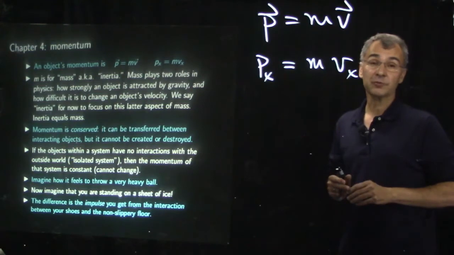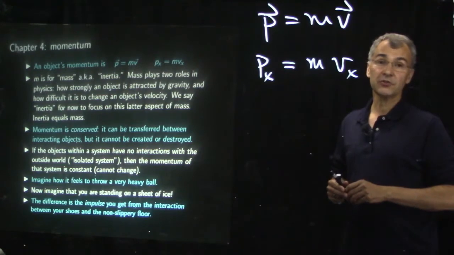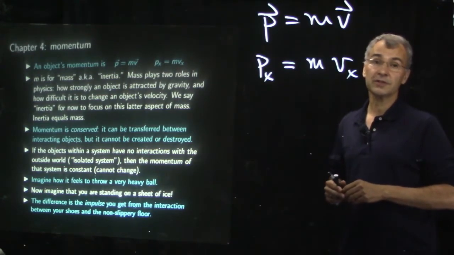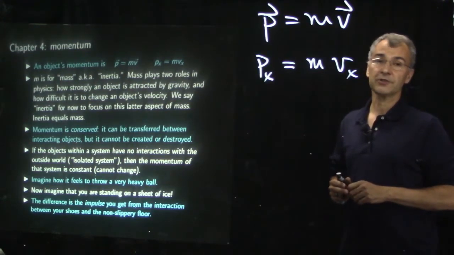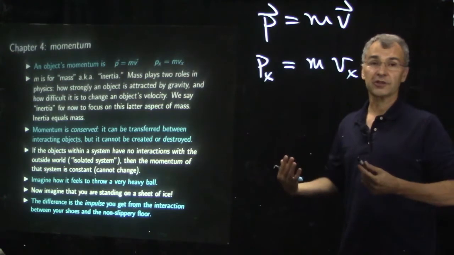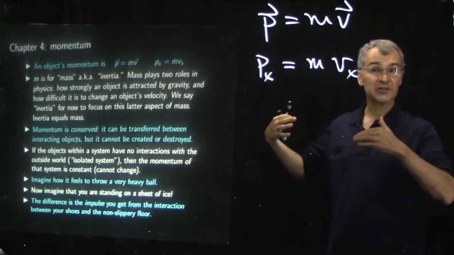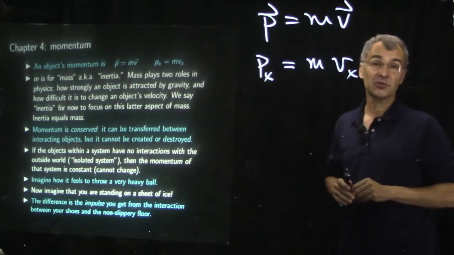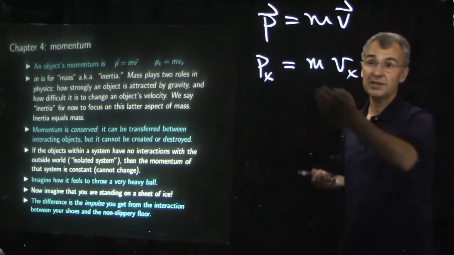The other function that mass plays in physics is that the more massive an object is, the more difficult it is to accelerate, the more difficult it is to change its velocity. That property of mass is called inertia. So when referring to the fact that it's more difficult to make more stuff change its velocity than it is to make less stuff change its velocity, Mazur uses the word inertia, even though it's the same letter m.